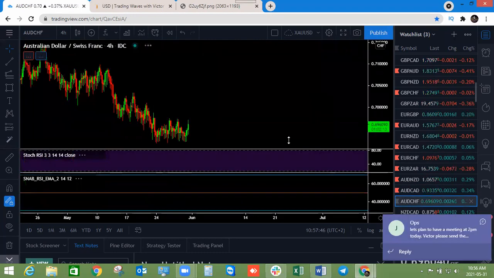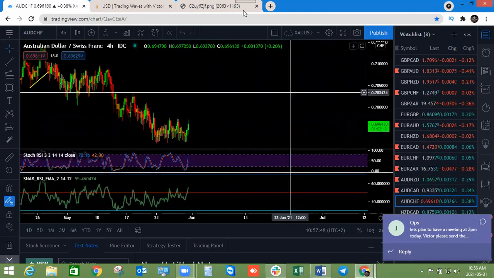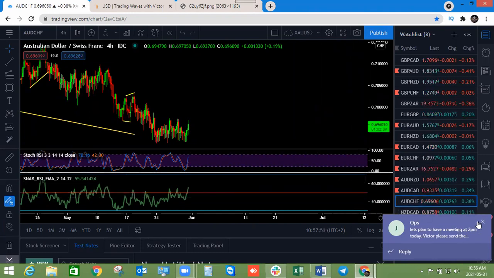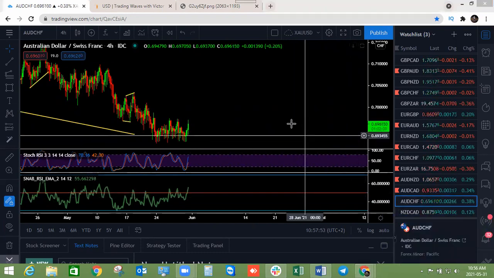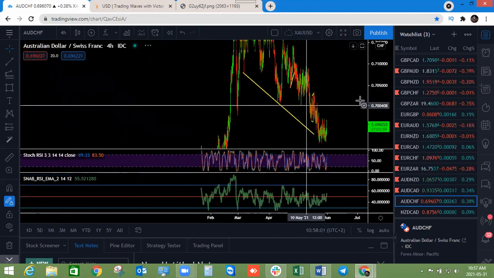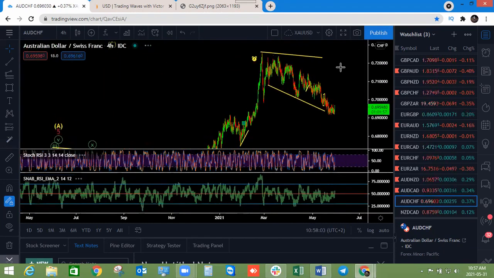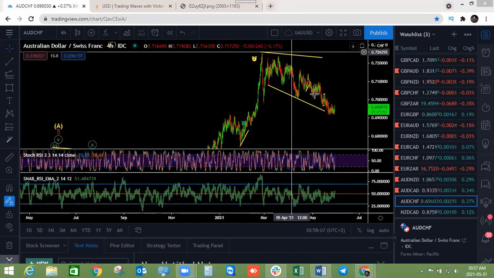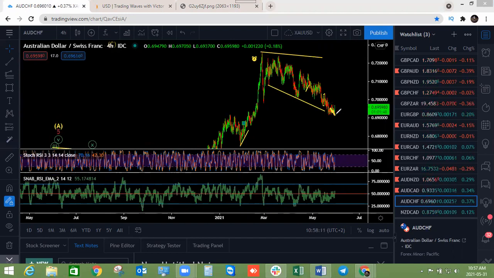Aussie Chief. We've got this one from the blue box. Let's look at this one. This one is coming from the blue box. We've got a trade setup on this one from the blue box. Right, that's what we're going to be looking at on Aussie Chief, looking for this one to start making a bounce here.